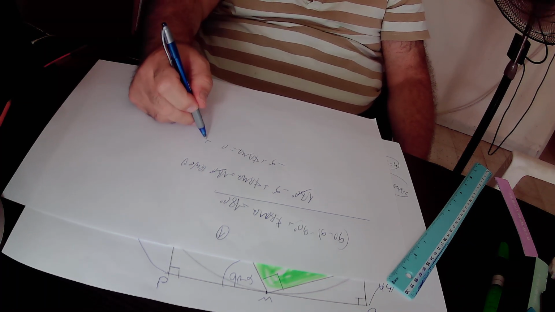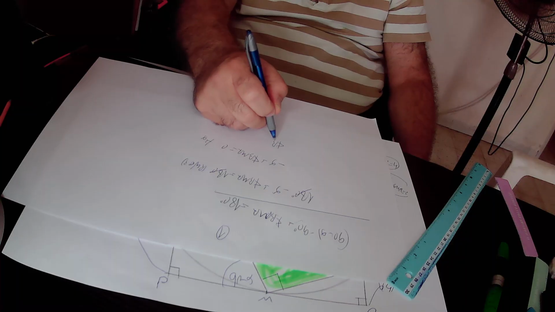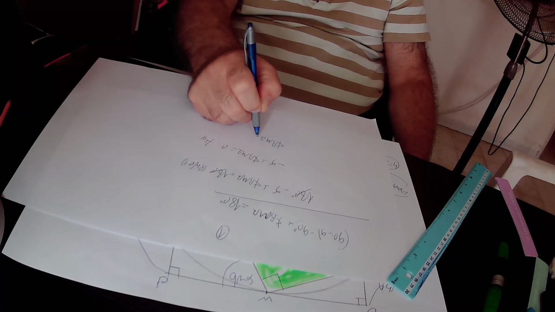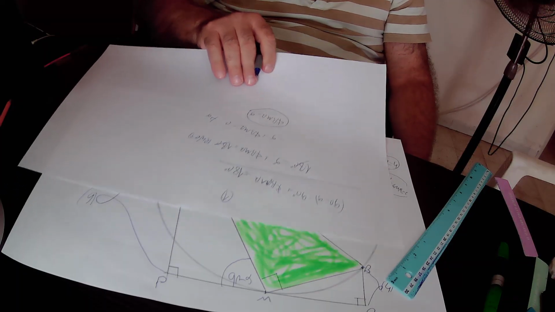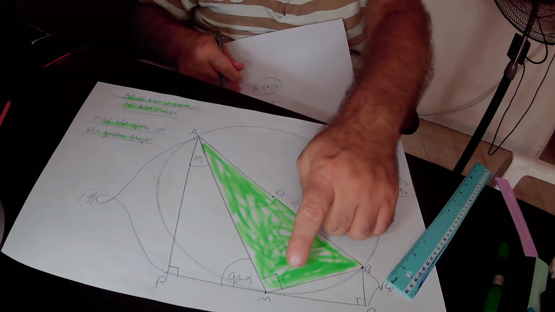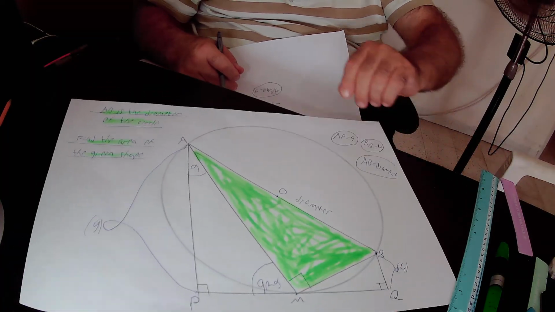Here we add alpha to this equation, and we get that the missing angle BMQ equals alpha degrees in its size. Okay, this is the missing angle BMQ equals alpha degrees in its size.